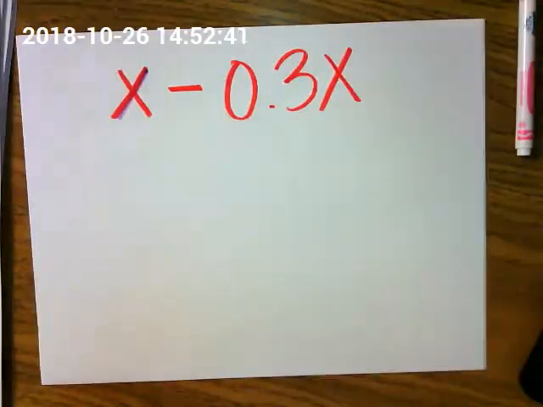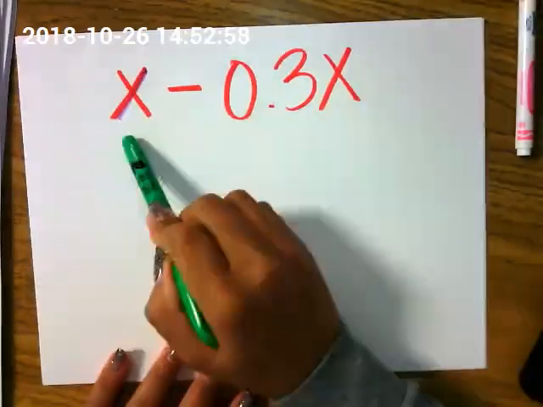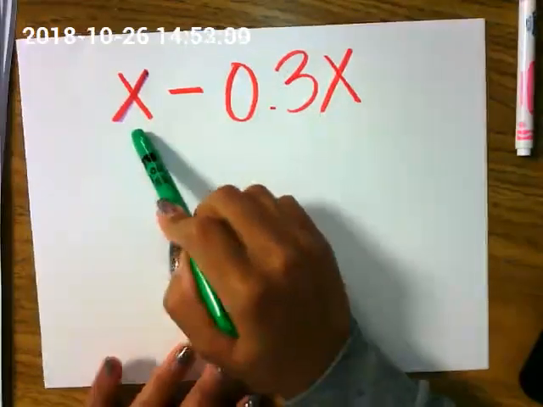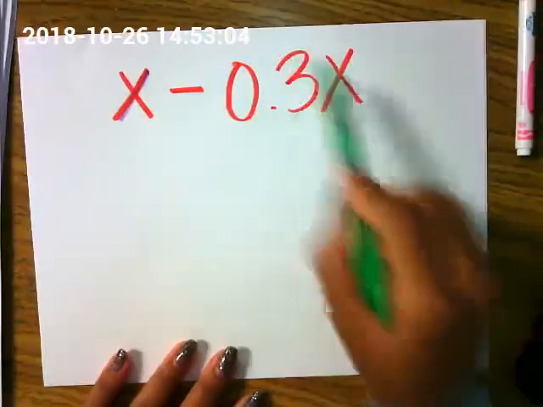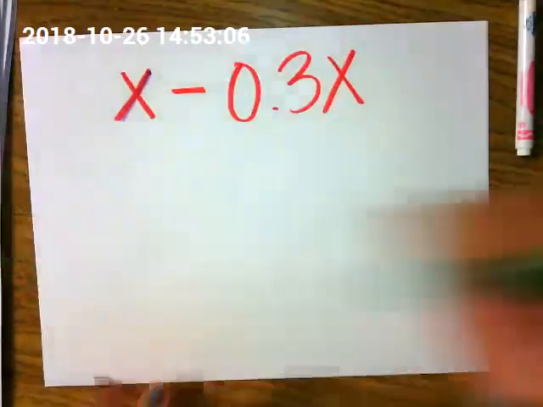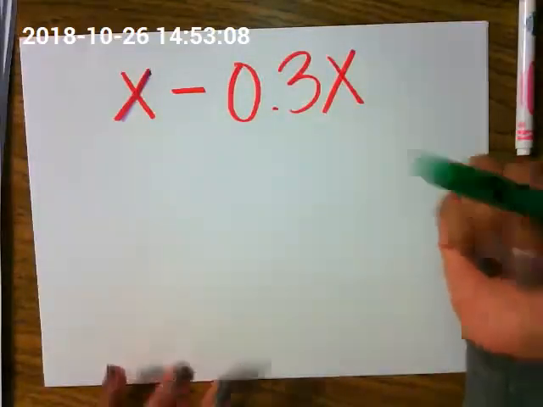A store offers a discount of 30% off the regular price of a t-shirt. The expression x minus 0.3x represents the discounted price Mike paid for a t-shirt. Which expression also represents the discounted price of the t-shirt? All right, so this x represents how much the t-shirt cost, and we know that the t-shirt is 30% off, so we're finding 30% of x, and then we're subtracting it from the total cost.